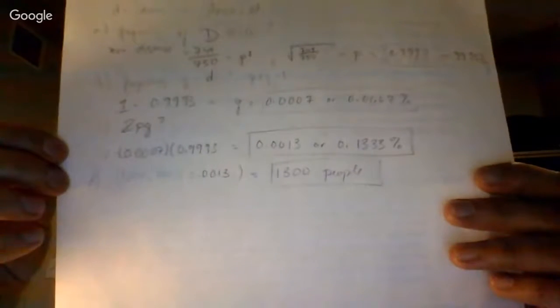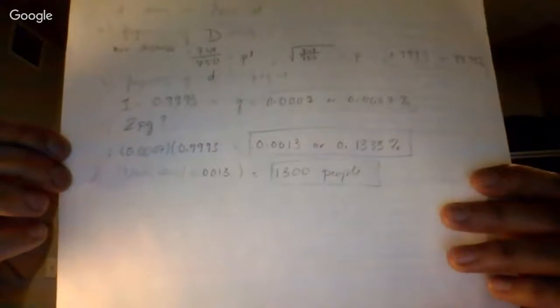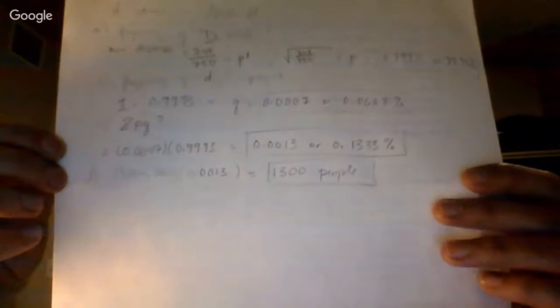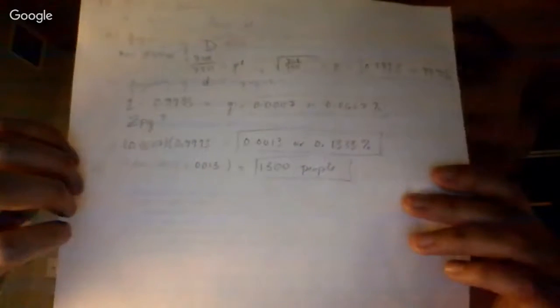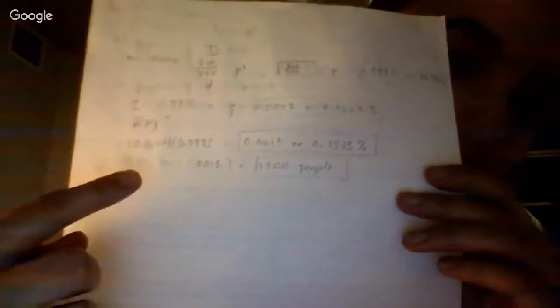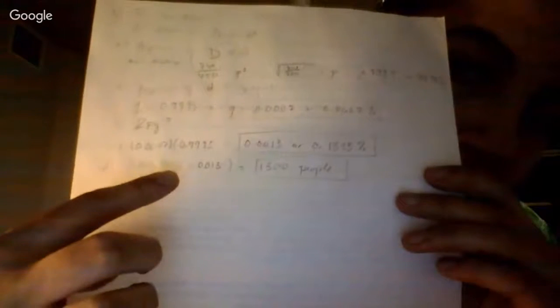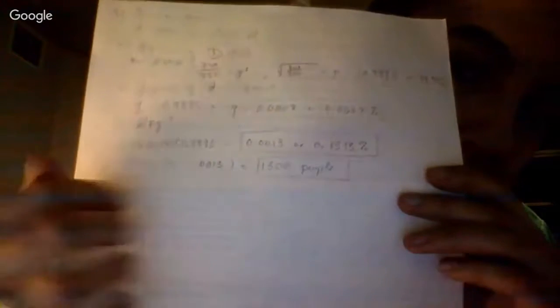And then for part D, it says, out of a population of 1 million people, how many heterozygotes are expected? All you have to do for that one is take the value from part C and multiply that by 1 million, and you'll get 1,300 people. All right.